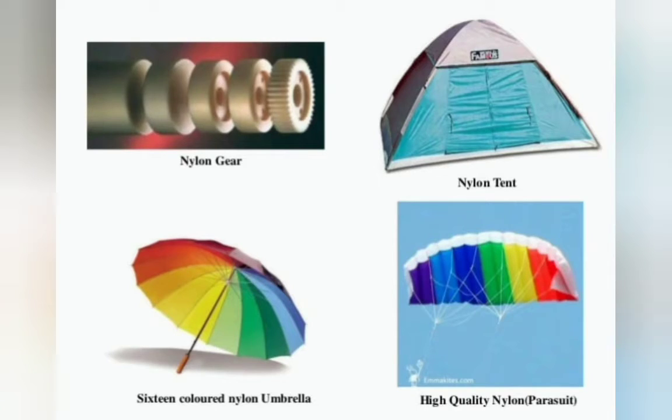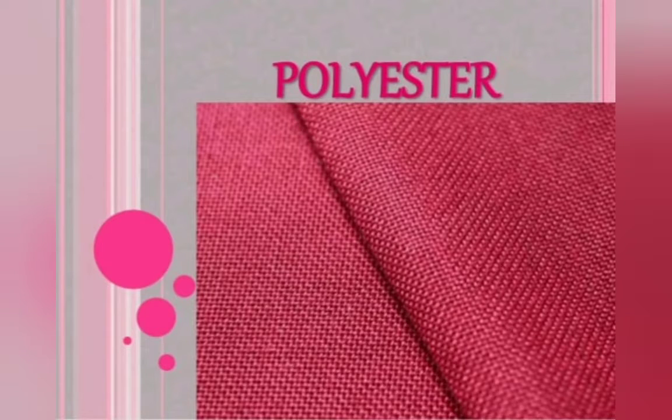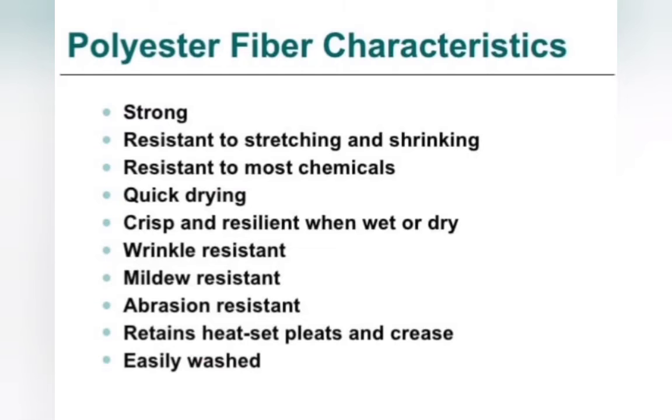So now we will move on to the next fiber, which is polyester. Polyester is manufactured from petroleum products called petrochemicals. Polyester is made up of repeating units of a chemical called ester. So we can say ester is the monomer.